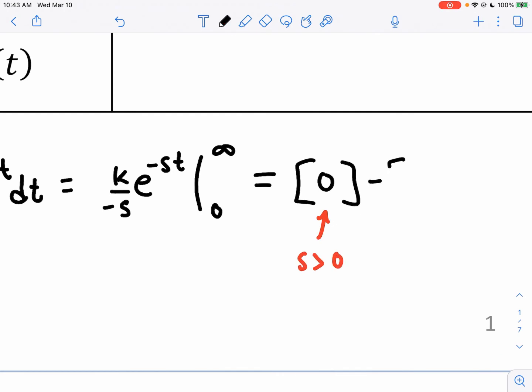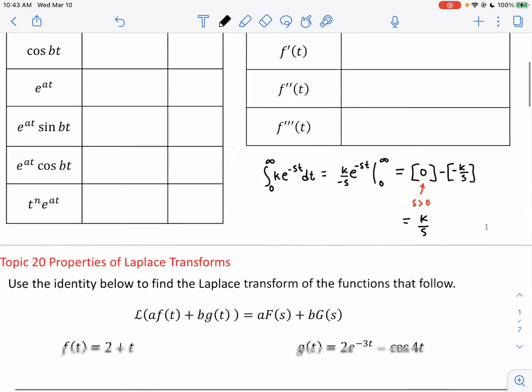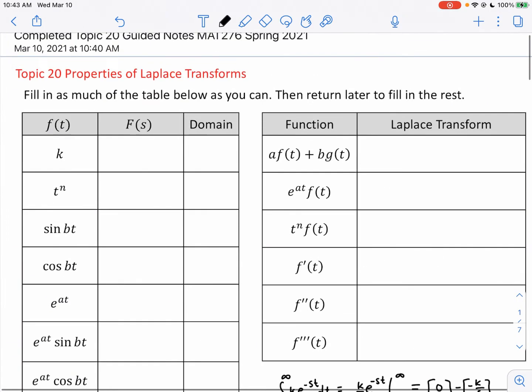And now we subtract, and we plug in 0 and evaluate this antiderivative at t equals 0. Plugging in t equals 0 to this expression becomes just 1, so we get negative k over s. And so we get a final result that's just k over s. And this is going to be our Laplace transform of any constant, k over s. Now for that to be true, s had to be positive.